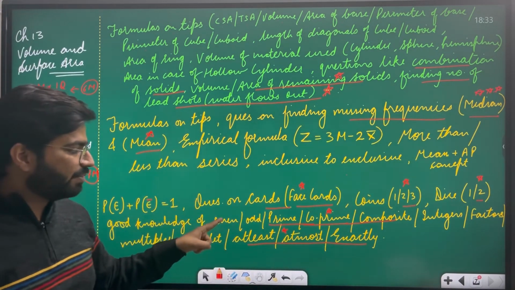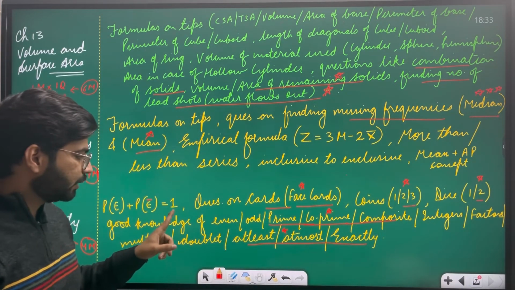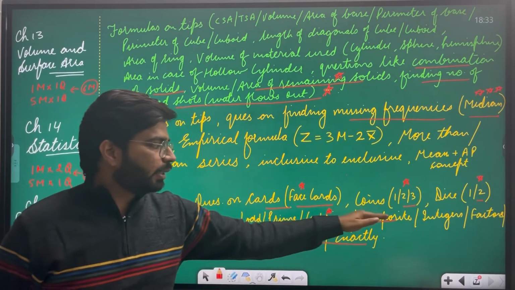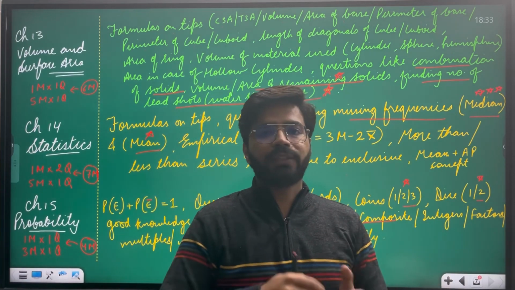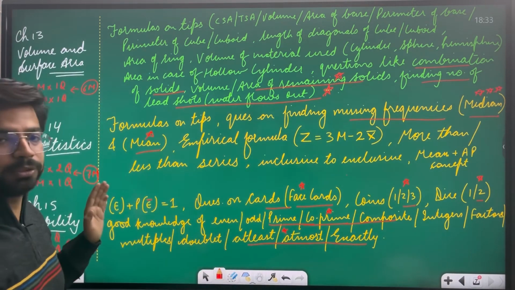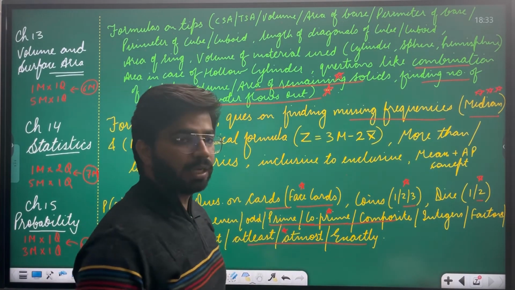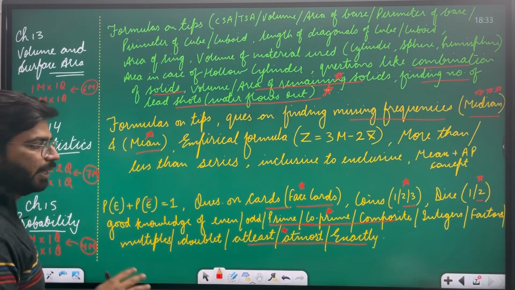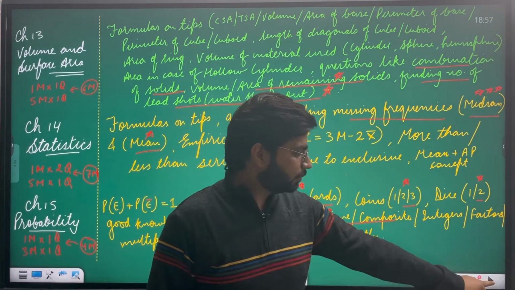Good knowledge of even, odd, prime, co-prime, composite, factors, multiples, doublet, at least, at most, exactly. These are some terms, and all these types of numbers should be clear to you because such questions have been asked many times in boards. All these types of questions have been asked, but the most important, the maximum asked questions, are these: cards, coins, dice, right? So just complete it in this way so that we can achieve 100 on 100 result.